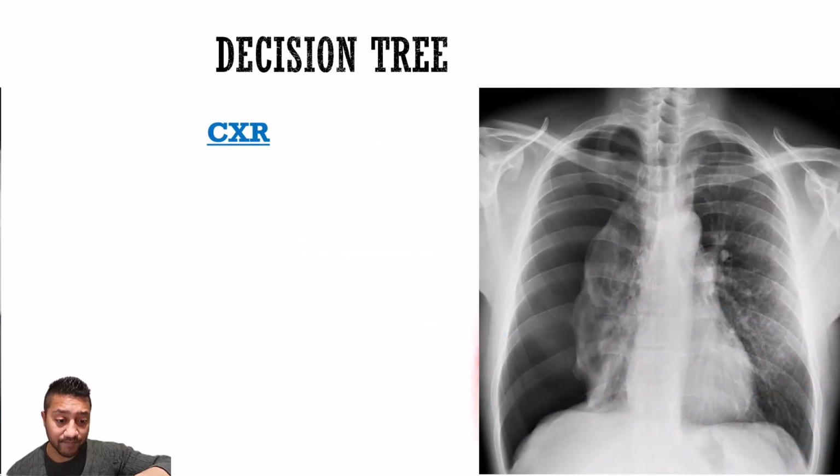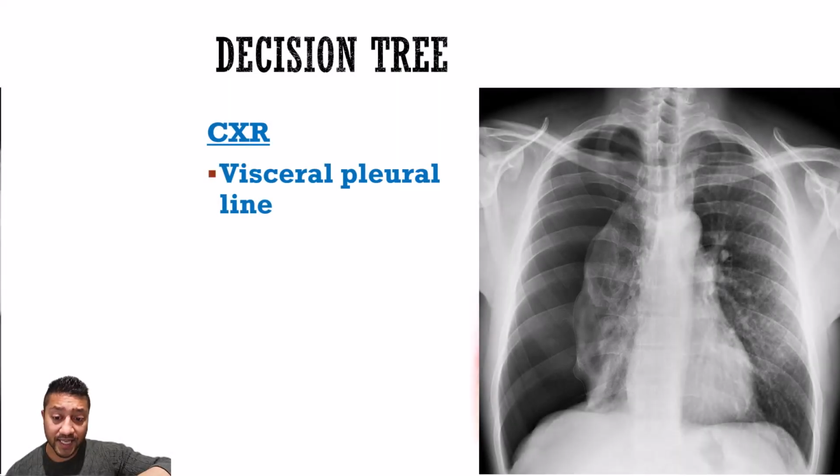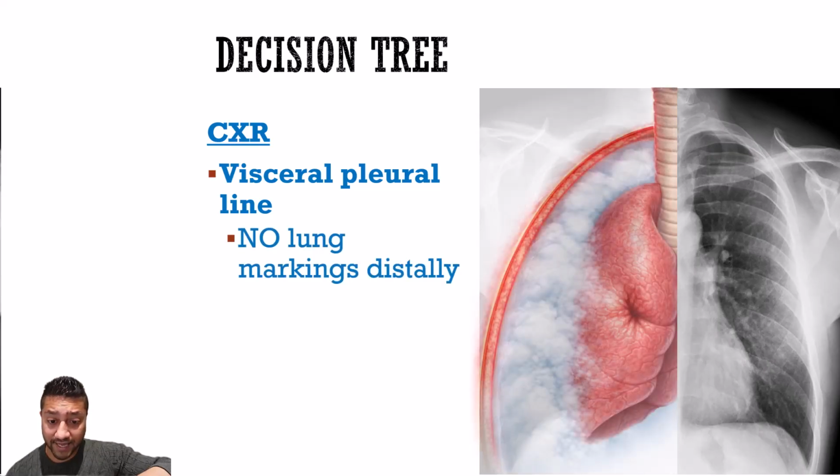In which case a chest x-ray is going to be your next best step. On the chest x-ray, you should see a characteristic visceral pleural line, which indicates the lung tissue that has separated itself from that outer pleural lining. Now, you'll also see absent lung markings distal to that line, since air has taken over the space and lung markings have all been basically pushed inward. If you see this combination of findings on chest x-ray, then you have officially confirmed a pneumothorax.